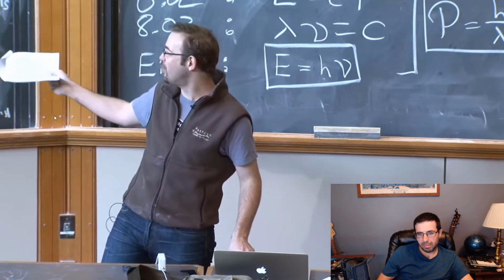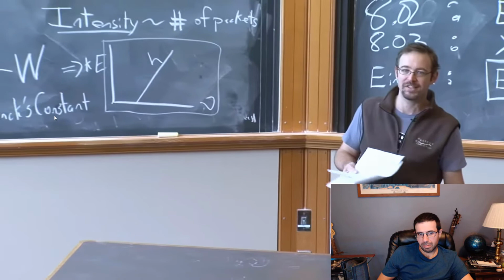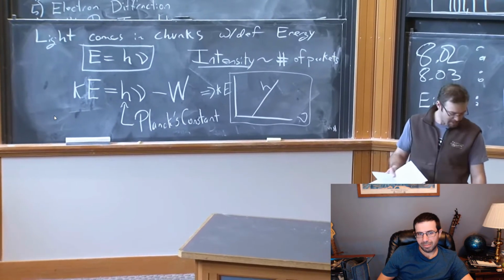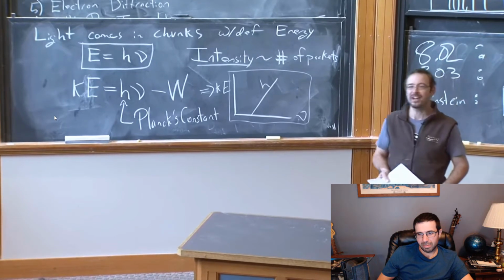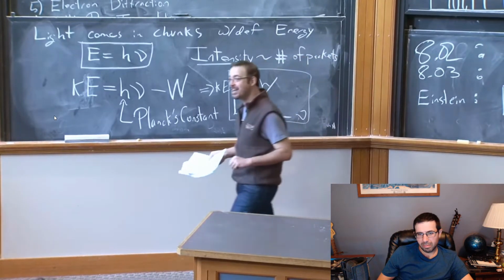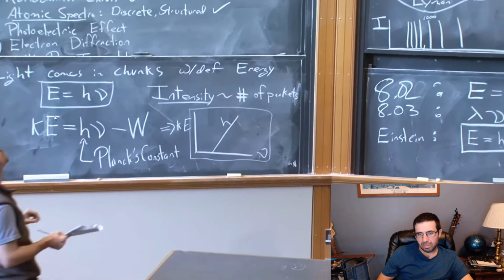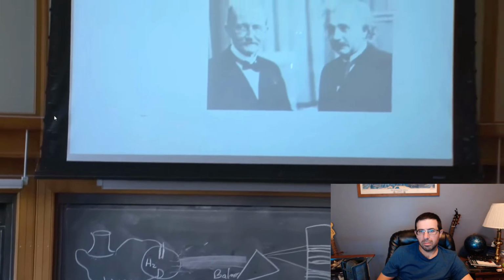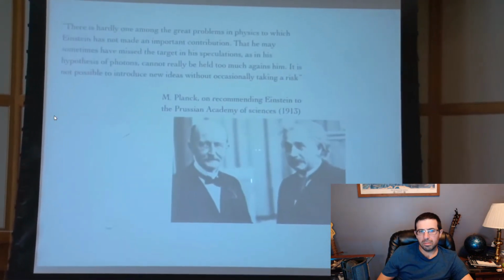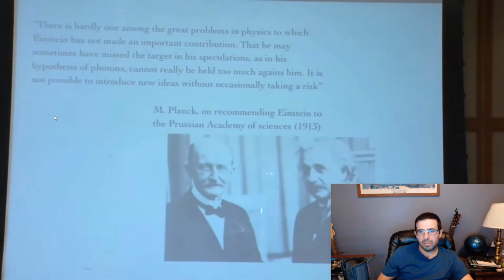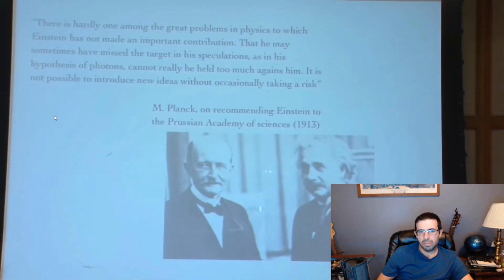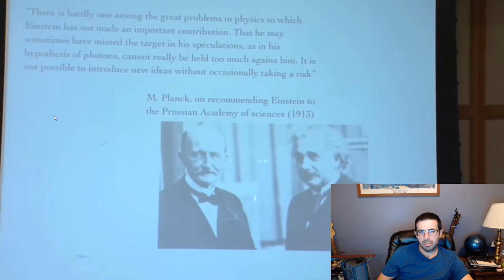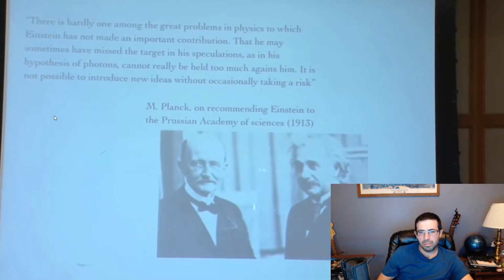And to give you a sense for how bold and punchy this paper by Einstein was, it said, look, seriously guys, E equals h nu. Here's what Planck had to say when he wrote a letter of recommendation to get Einstein into the Prussian Academy of Sciences in 1913. So he said, there is hardly one among the great problems in physics to which Einstein has not made an important contribution. That he may sometimes have missed the target in his speculations, as in his hypothesis of photons, cannot really be held too much against him. It's not possible to introduce new ideas without occasionally taking a risk.